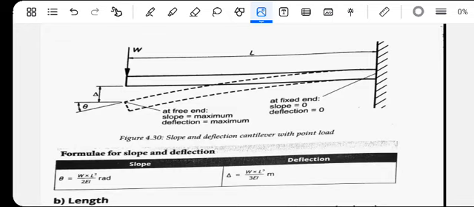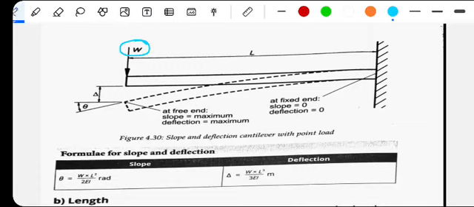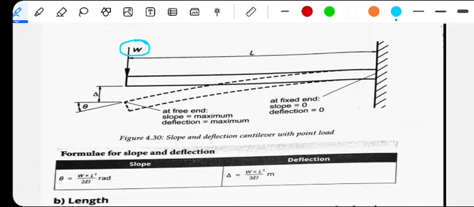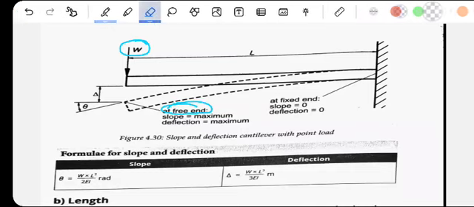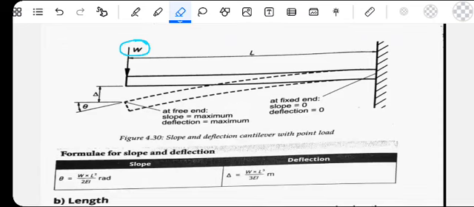Okay, let's say now we have here the structure. We have the point load, here I call it W. The point load is acting at the free end. We call this the free end. At the free end of the cantilever, here at the end. So notice with the details shown, you see this beam will bend.